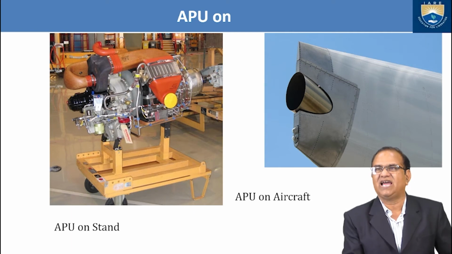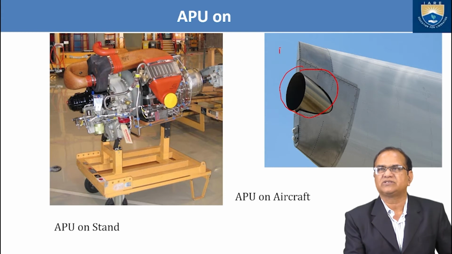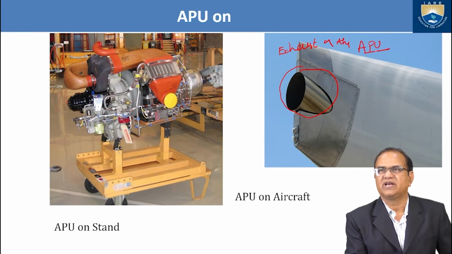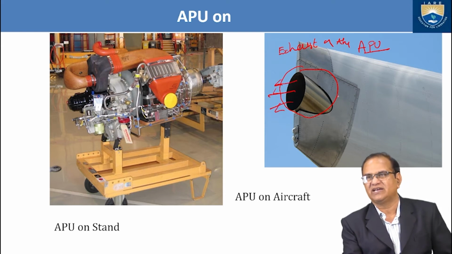This is the vertical tail, and here the exhaust is visible. This is the exhaust of the auxiliary power unit. This you can see here. The exhaust gases will go out like this. So it is fitted on the aircraft.